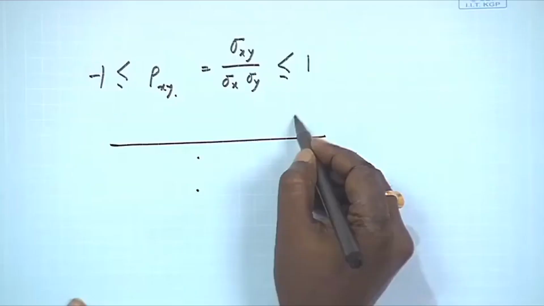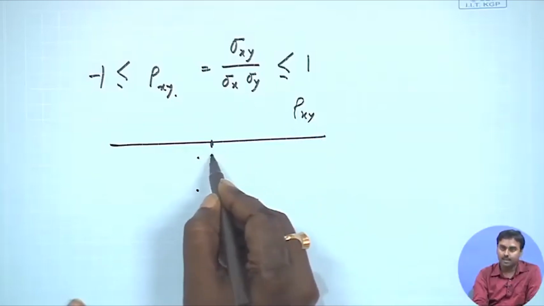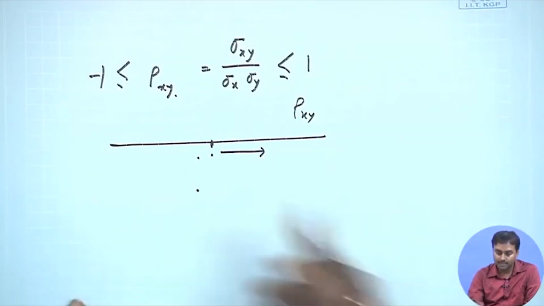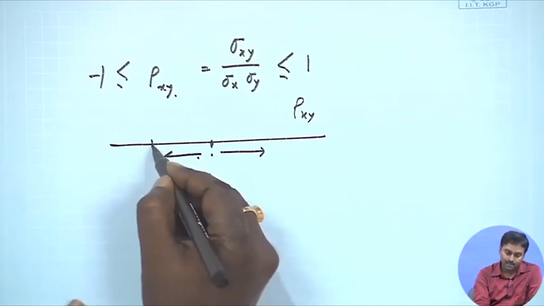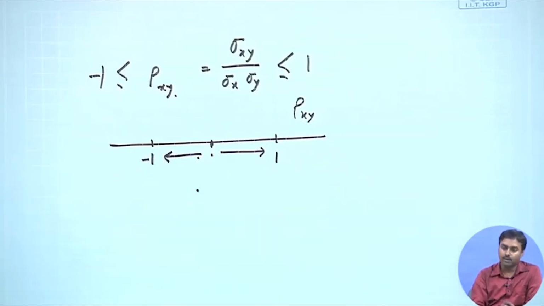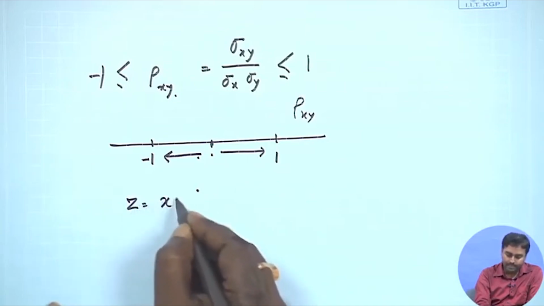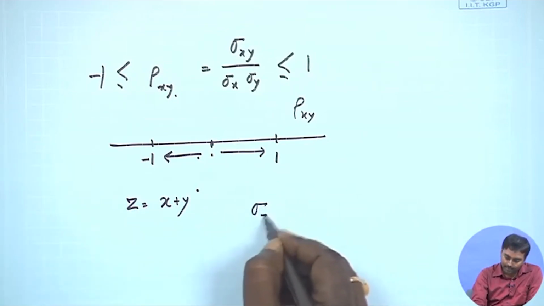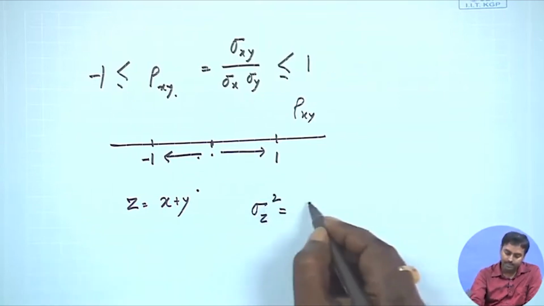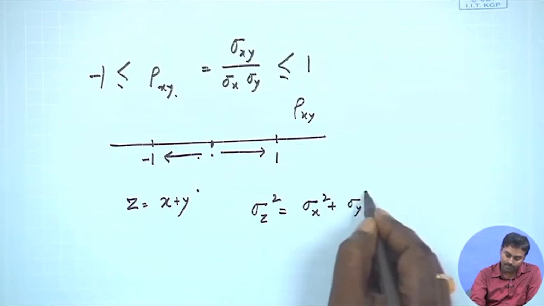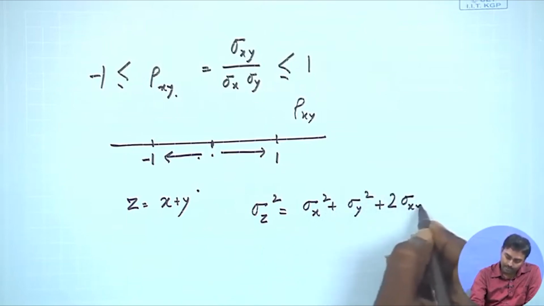So, rho xy, if you plot, at 0 it is uncorrelated, this side the positive correlation increases, this side the negative correlation increases, it ends at minus 1 and at plus 1 because you have already normalized it. So, you cannot get a value bigger than 1. If it is not normalized, it can be even infinity. So, that is the concept of correlation, and therefore, suppose I have a random variable z which is x plus y, then I can write, as was done earlier, sigma z square is nothing but sigma x square plus sigma y square plus 2 sigma xy. So, that is the correlation.